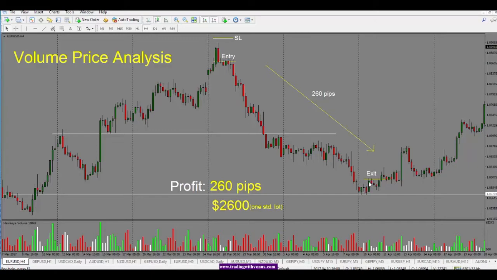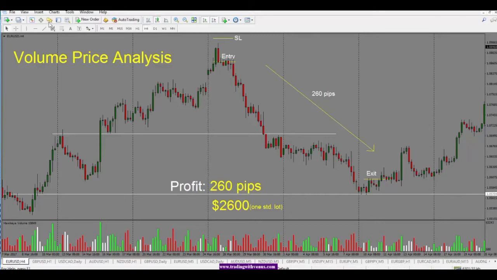After this, once the price starts to go sideways here, we are likely to get stopped out with the profit, so we would exit the trade. From entry to exit here, we get approximately 260 pips in profit, or $2,600 if trading one standard lot.